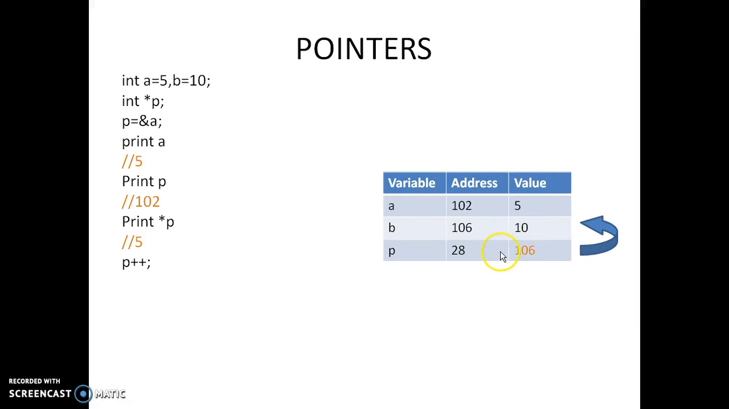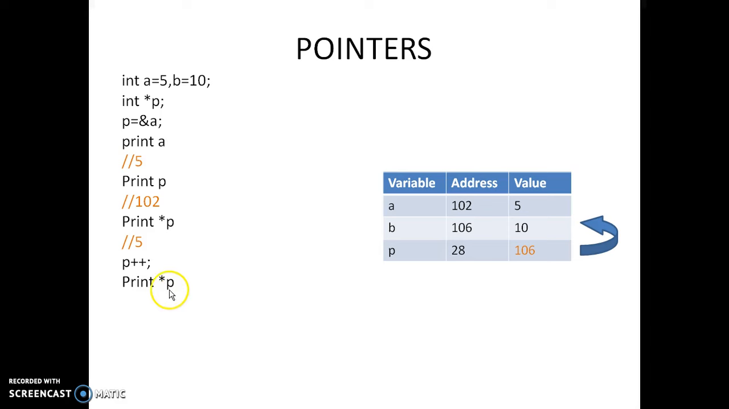So it will refer now to 106. As you can see here, previously this value was 102 and now it has been changed to 106 because the next consecutive block is 106 after 102. So that value will be incremented and stored as the new value of p. And of course 106 is the address of b. That is why now p is not pointing to a, it is now pointing to b.